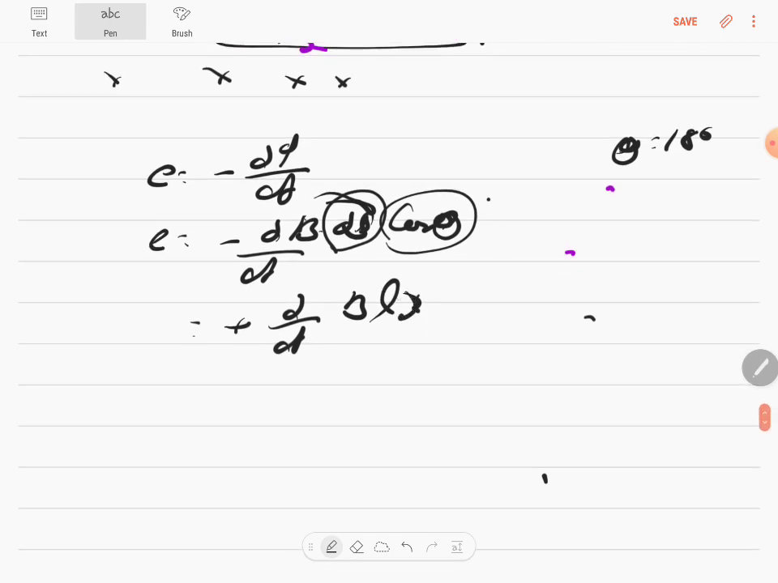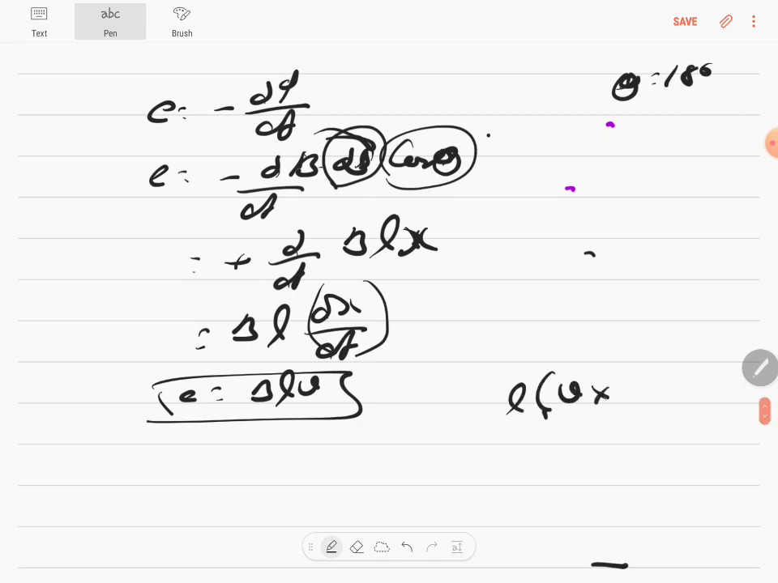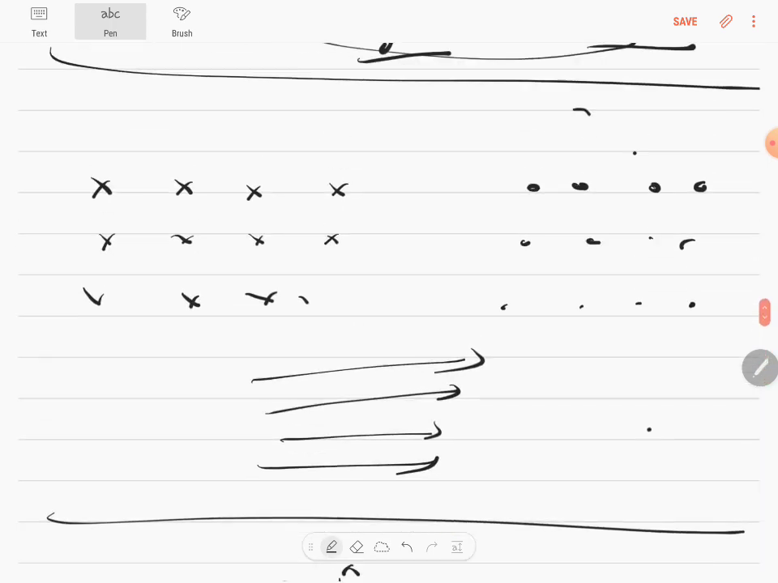You can see B is a constant, L is a constant, and dx by dt can be grouped, and dx by dt itself is v, so BLv. So the EMF induced in a rod moving in a magnetic field is BLv. You can also represent it as L dot v cross B. Why are we saying BLv when it is v cross B? There's a sin theta, but sin 90 is 1, since the velocity and magnetic field are perpendicular to each other.